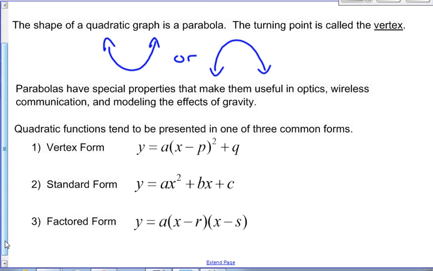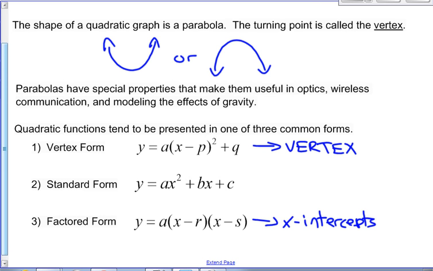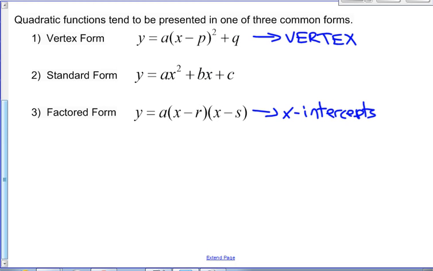The most common form that you'll see them written in, or the three most common forms, are vertex form, which surprisingly tells you the vertex, standard form, which tells you some other stuff, or factored form, which tells you x-intercepts. Now, not every parabola can be written in factored form because not every parabola has x-intercepts. You could already imagine one that might look like this. No x-intercepts, can't be put in factored form.